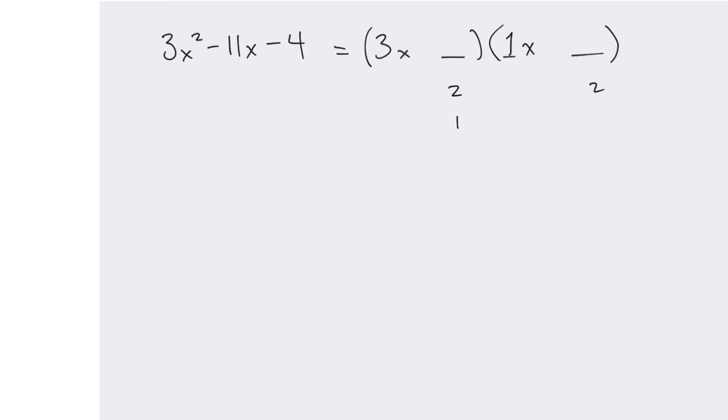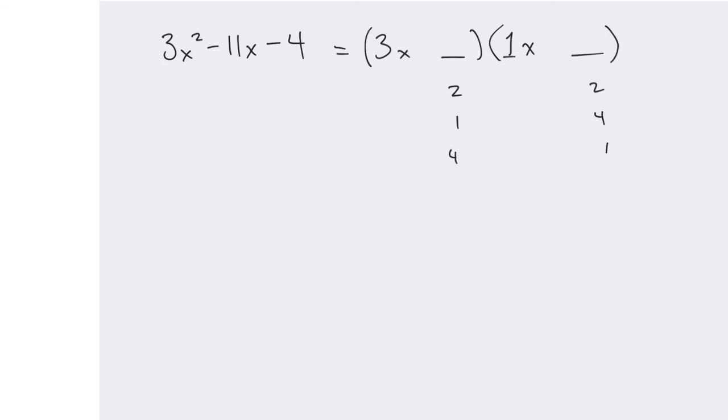Or it could be a 1 and a 4, or it could be a 4 and a 1 in those positions, right? You have to separately check these two options because it might be that the 1 goes next to the 3, but it might be that the 4 goes next to the 3, and those would be different answers. So you do have to consider those two orderings.